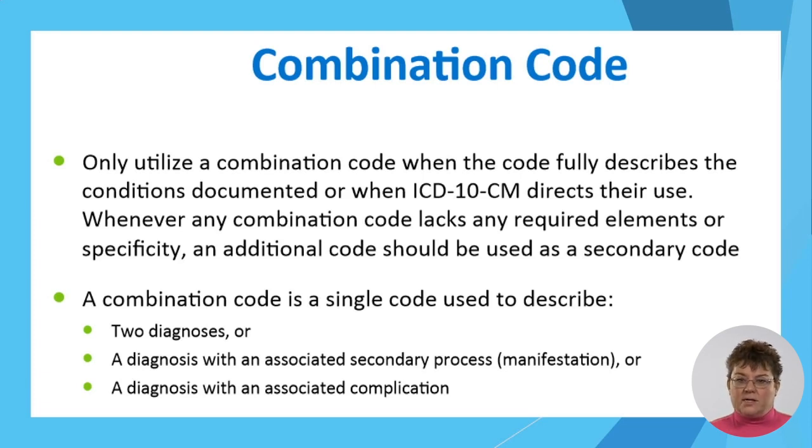So a combination code is a single code used to describe 2 diagnoses, a diagnosis with an associated secondary process, considered a manifestation, or a diagnosis with an associated complication. Guidelines state that multiple codes should not be used when you clearly have a combination code.